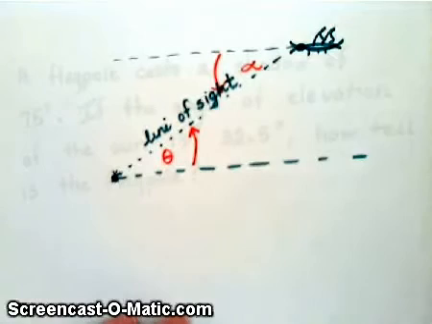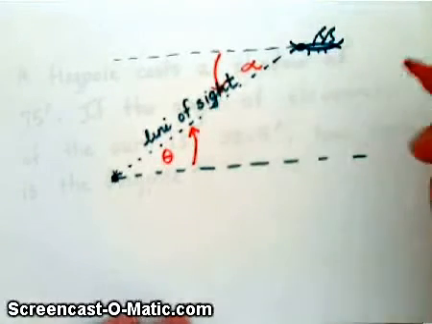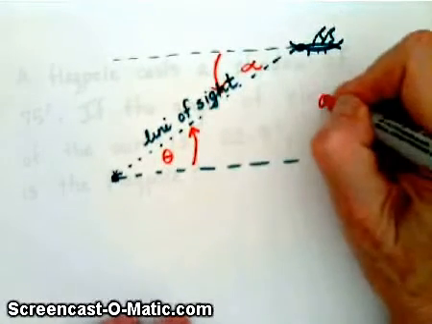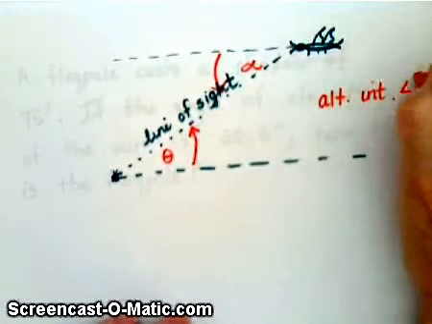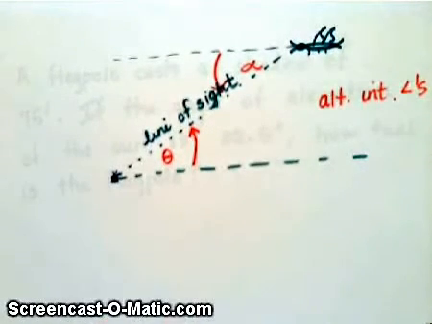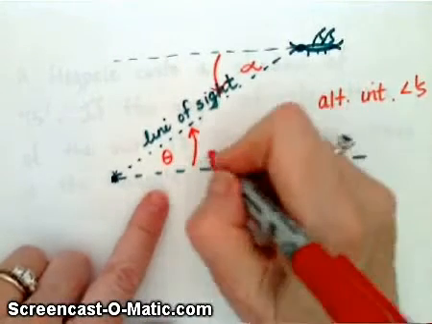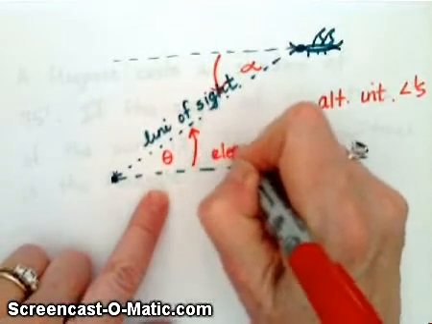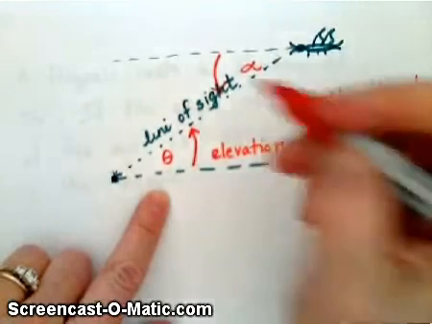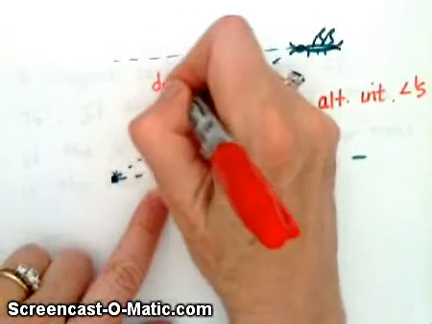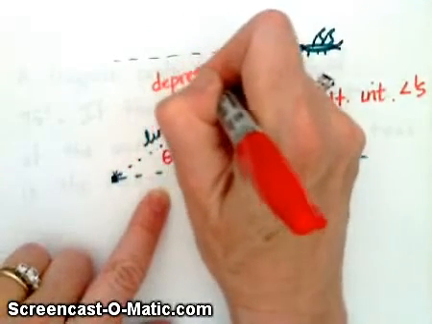Now, one thing you should realize is these two angles are alternate interior angles because these lines are parallel and they are congruent. This is called the angle of elevation. And this one is called the angle of depression. And they are the same.